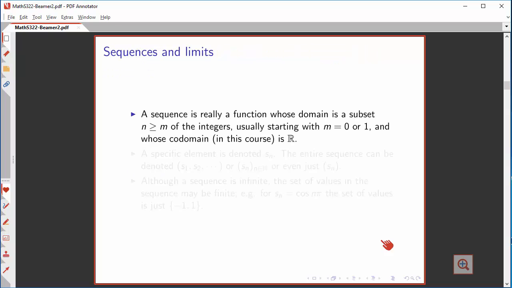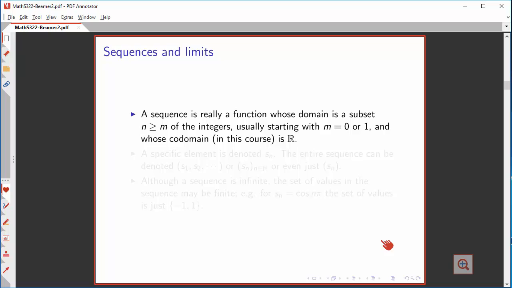Now we can get to sequences. A sequence is arguably really a function. The domain of the function is the natural numbers. You can start with 0 or 1 or even some larger integer m if it strikes your fancy. And the domain is all the little n's that are integers greater than or equal to your starting integer m.